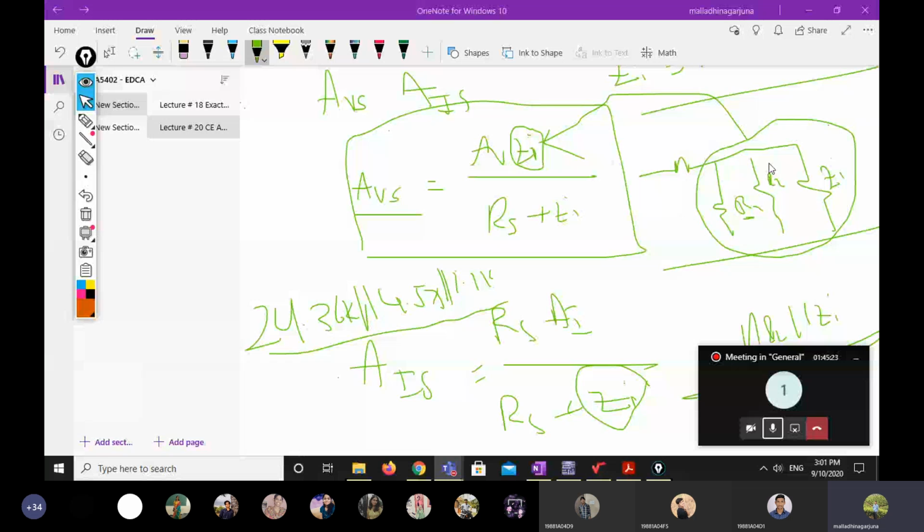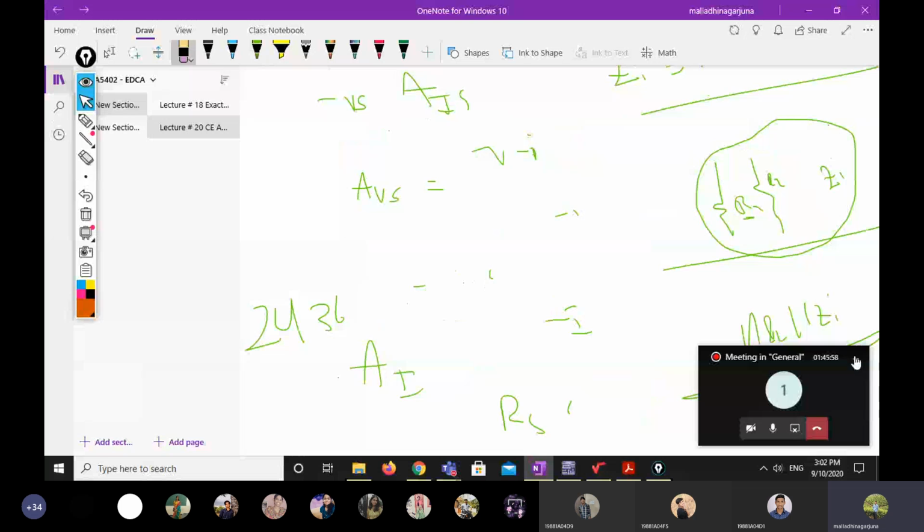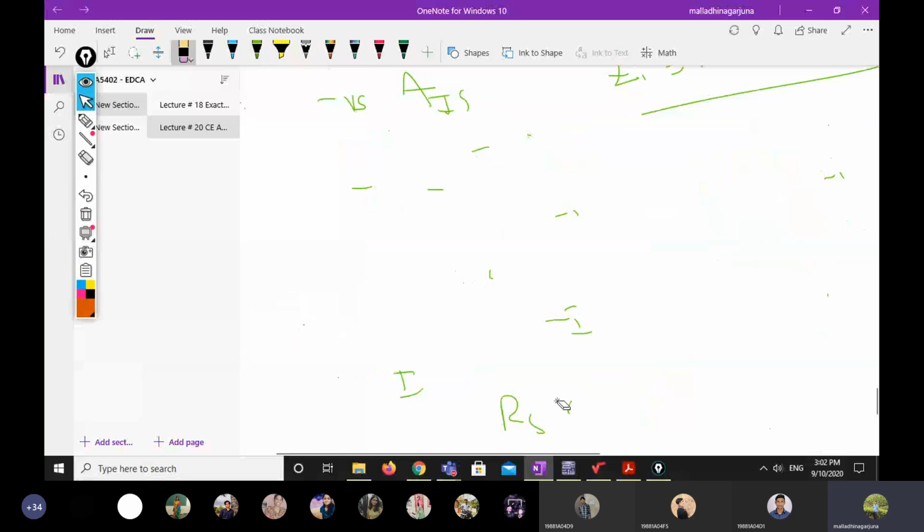Okay, so if they ask you AV and AI, you need not take R1 R2, because they are asking without source resistance. If they ask you to calculate AVS and AIS, in the place of ZI, you have to take the parallel combination of R1 R2 ZI. That's the correct procedure, but if you forgot to take it, no issue. That's not a big problem. Okay, so this is the numericals.